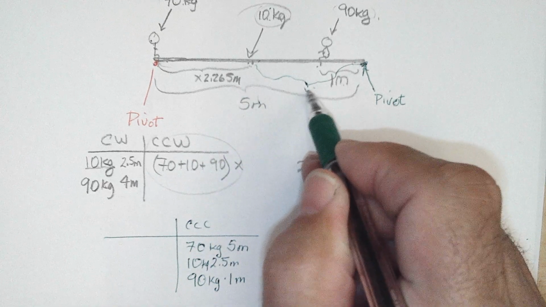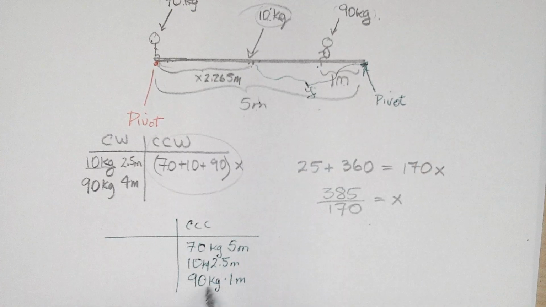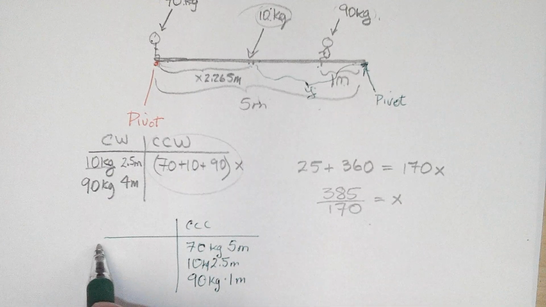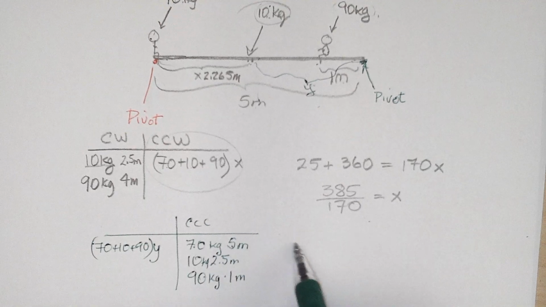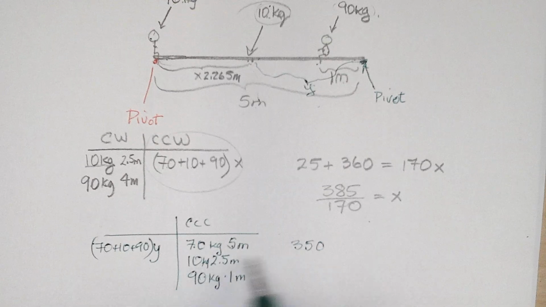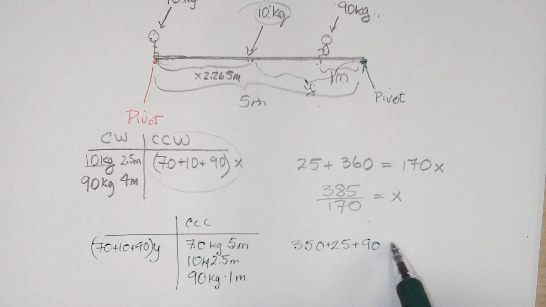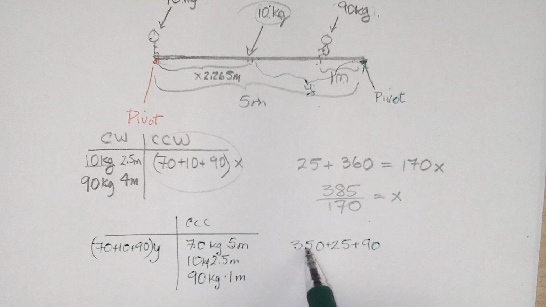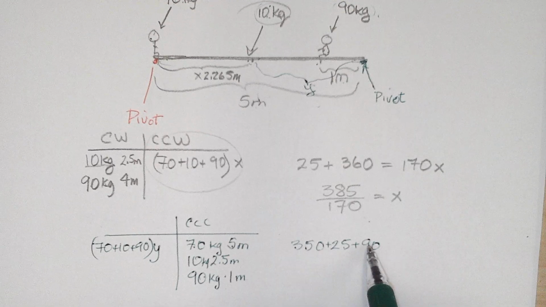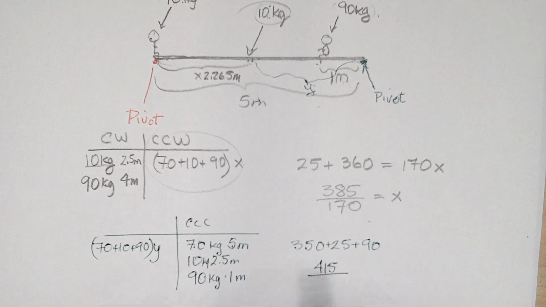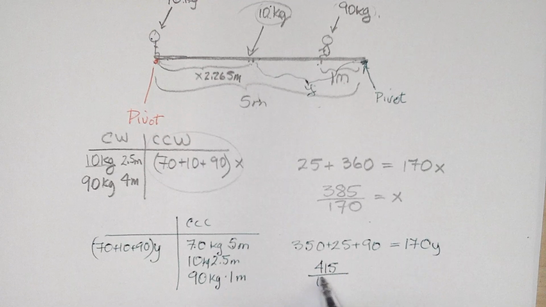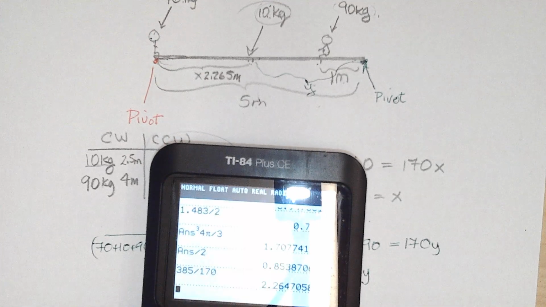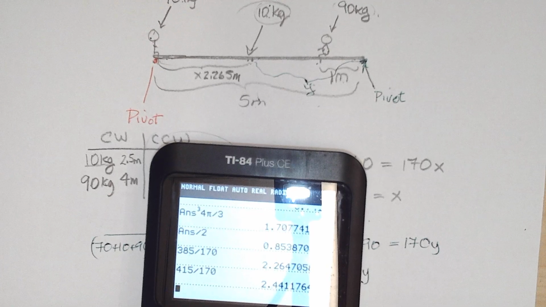I'll call this Y since that's a different one. And it's got to push hard enough to lift all of this, to hold all of that. 70 plus 10 plus 90 times Y. And so I get 350 plus 25 plus 90, which is 375, 415, and that's equal to 170 Y, and so I divide by 170. 415 divided by 170, and I get 2.44.